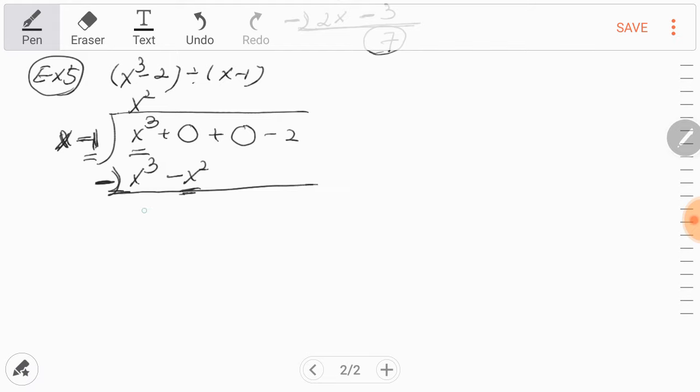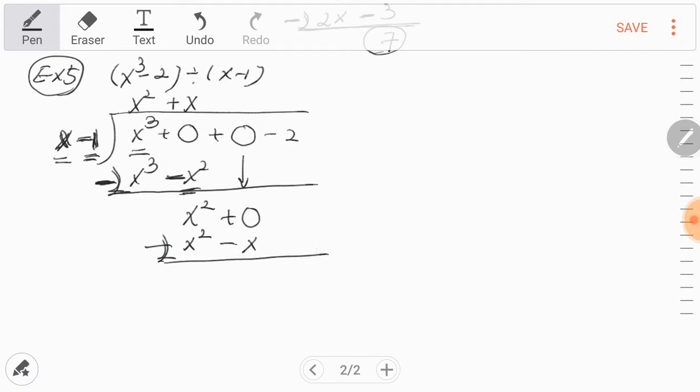Top minus bottom is 0. 0 minus negative is positive. It's x squared. And bring this down, 0. The divisor has 2 terms, so we need 2 terms here. Okay, so x times what is x squared? X. So x times x is x squared. And multiply negative 1 by x, so negative x.